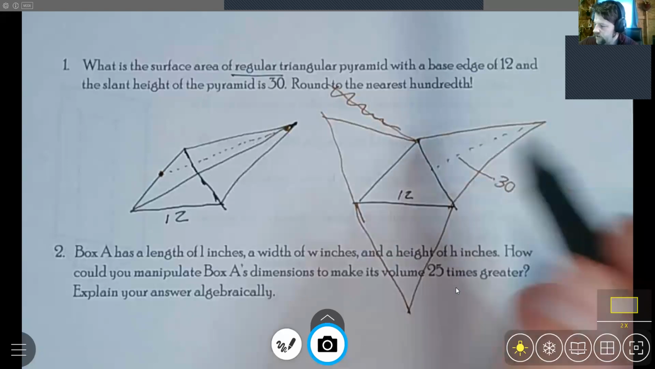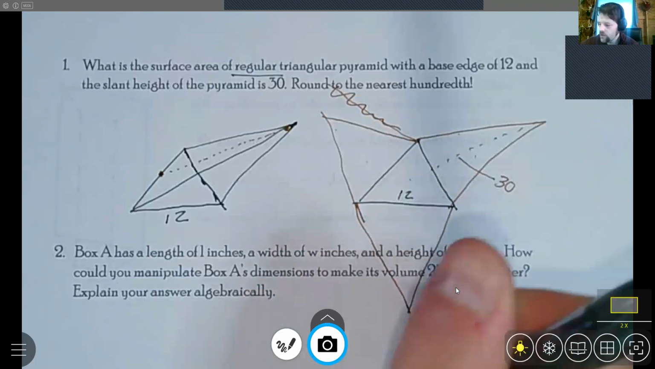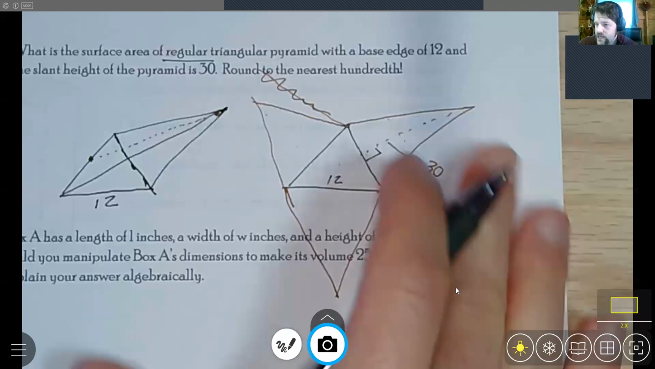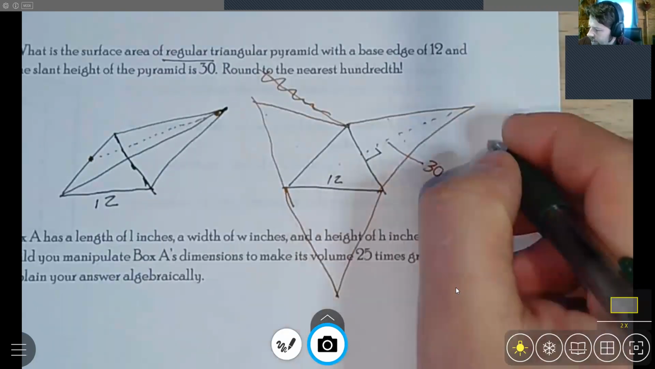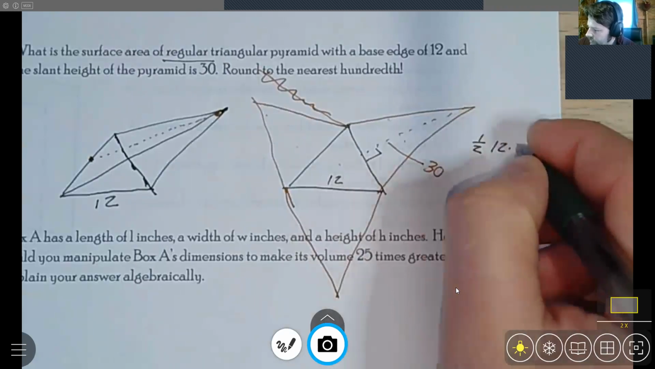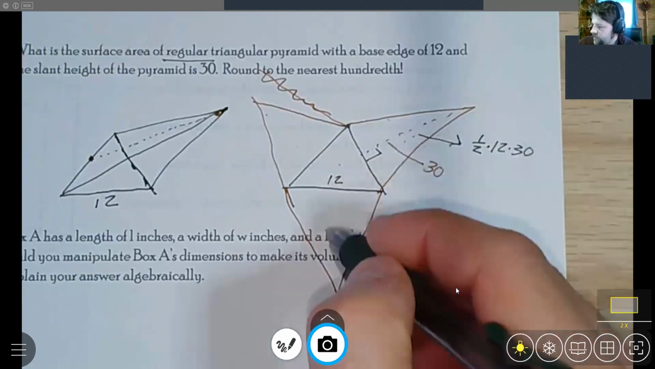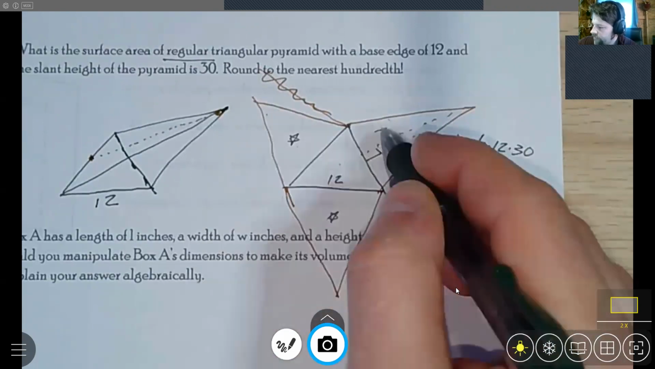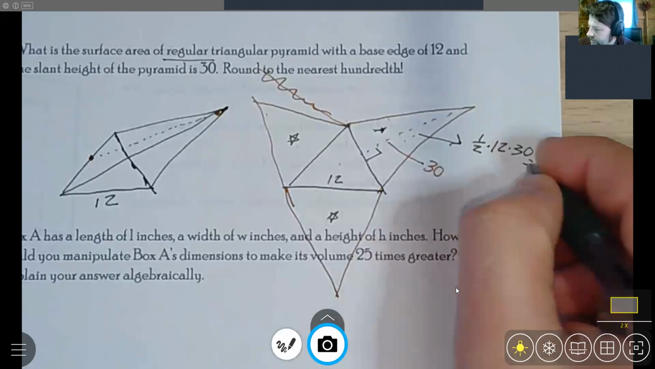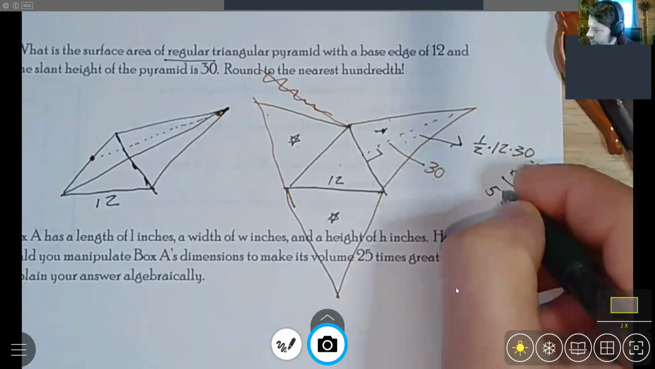Remember, the surface area is the area of all four of these together, the base and then the three sides. And the slant height is going to hit the base at 90 degrees. So if you're using the net way to do it, then you would have 1/2 of 12 times 30. Okay, so that would be the area of this triangle here, right? Actually, all three of these, because the base edge is 12 and the height is 30. So that's 180. And then times 3 would be 540.